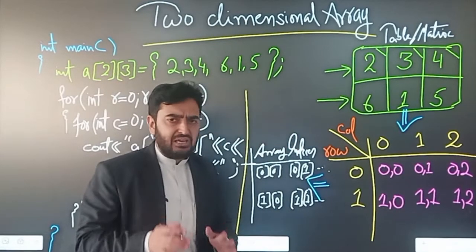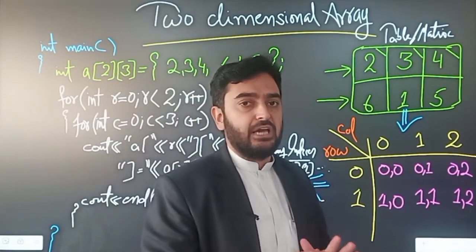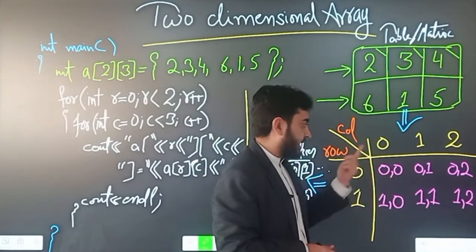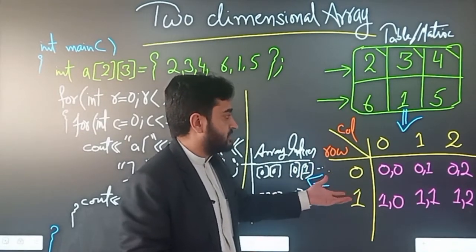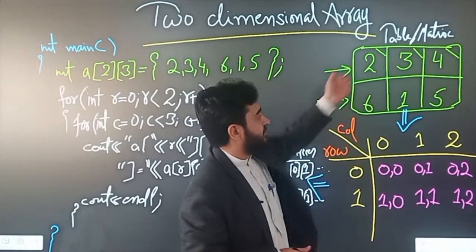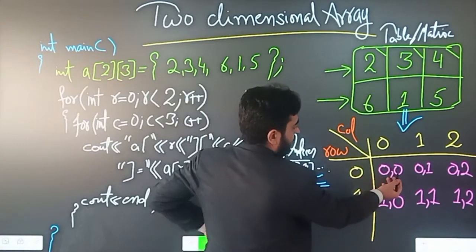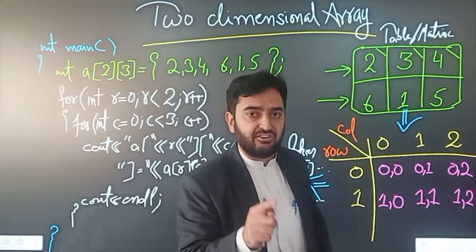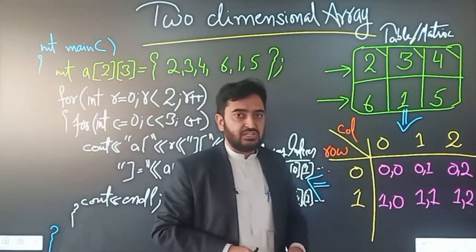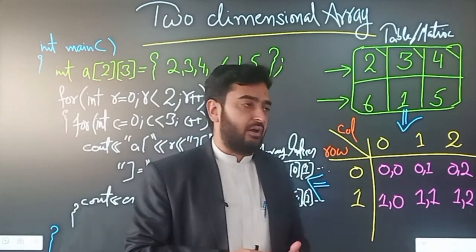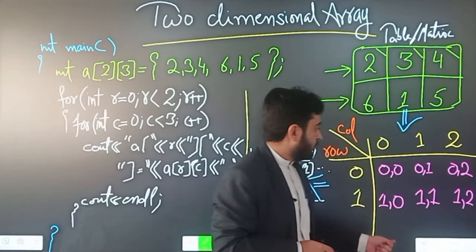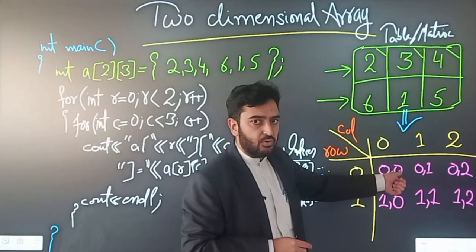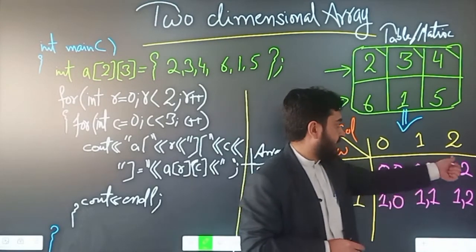Normally we represent the position of the elements in a table or matrix by the row number and the column number separated by a comma. This is a mathematical representation of the position of the elements. 0, 0 represents the first position in the table or matrix. 0, 1 represents the second position. Similarly 0, 2. The first 0 represents the row number and the second represents the column number.